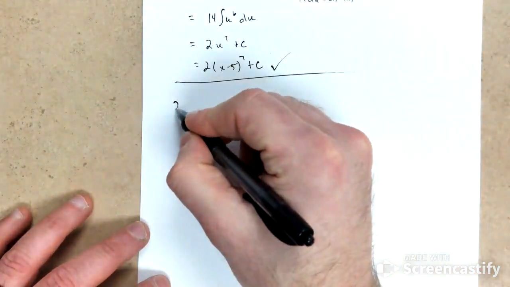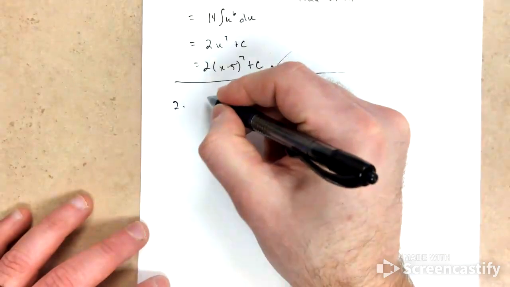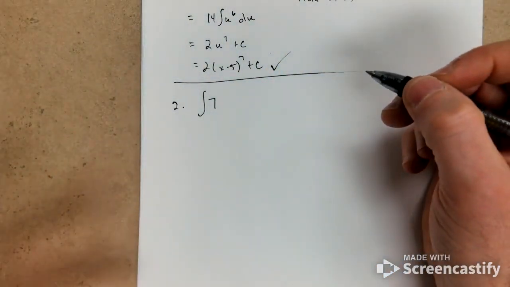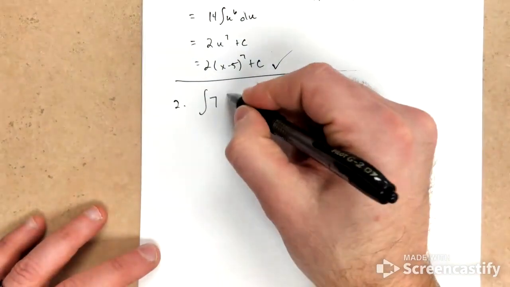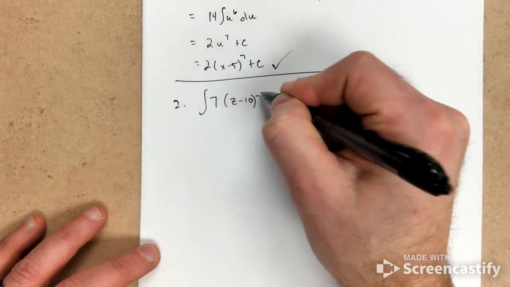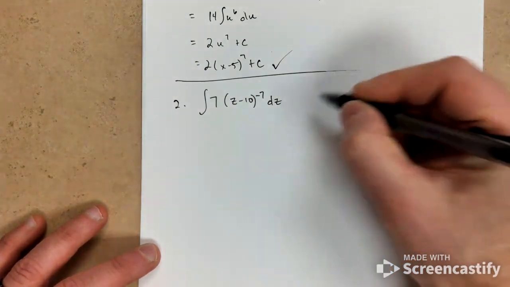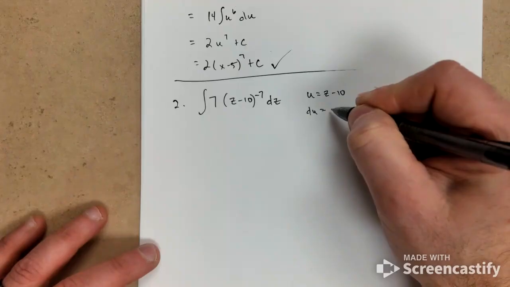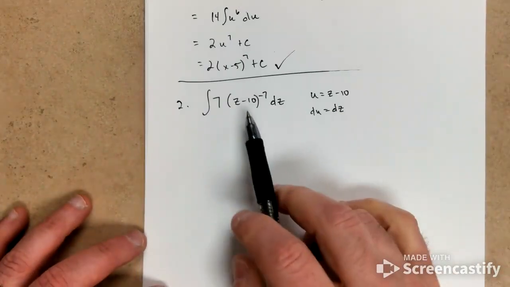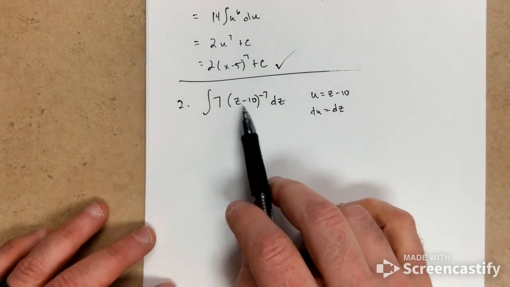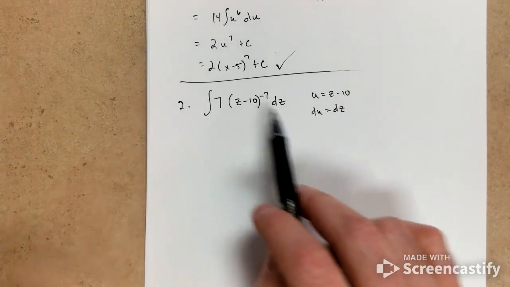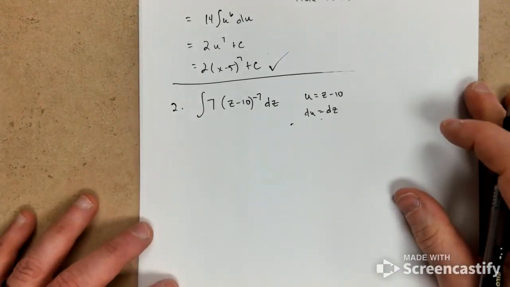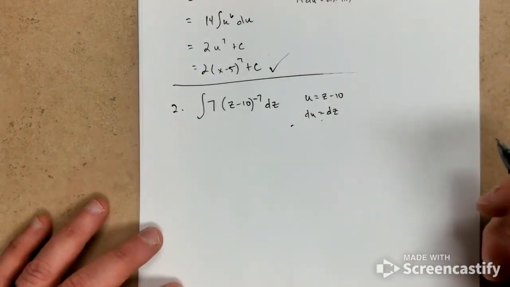Okay, number 2. We got another u sub here. It's going to be the integral of 7 all over (z minus 10) to the 7th. I'm going to pull that up and make it (z minus 10) to the negative 7 dz. So this is just going to be u equals z minus 10, du equals dz. And if you notice, a common theme here: if what's inside our u has a derivative of 1, you can treat it just like a basic base in 4.1 and just do the power rule.